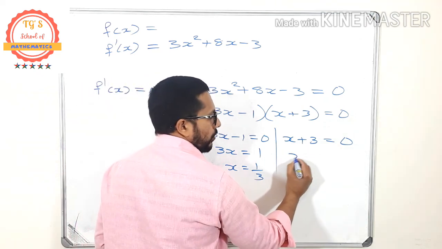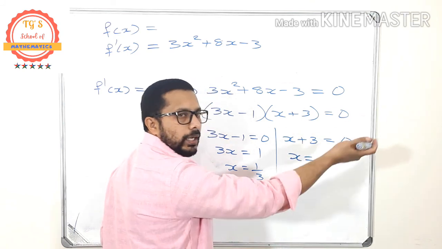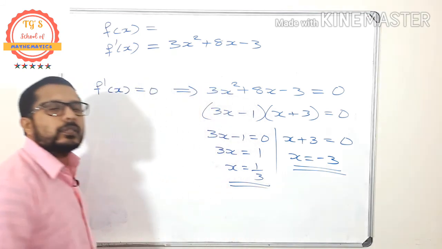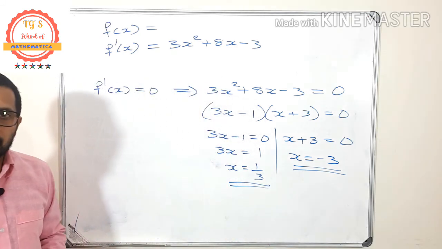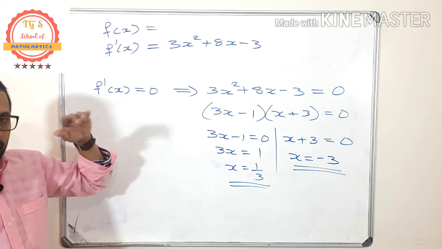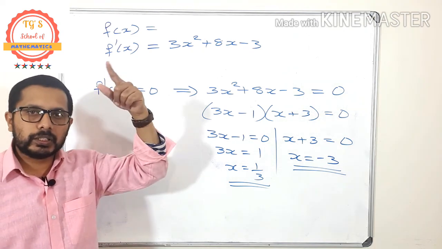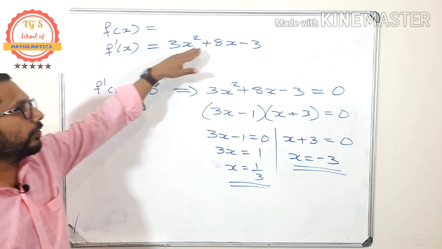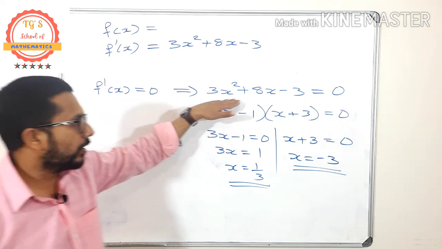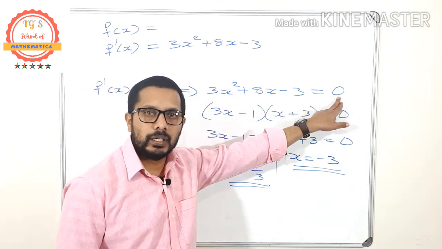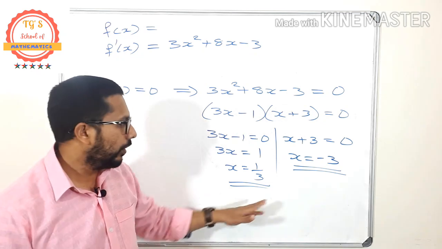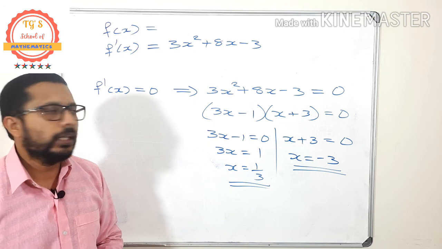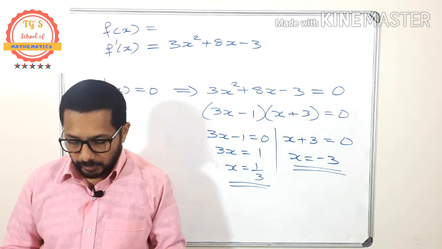x plus 3 is equal to 0. So what is x? Take this 3 to the other side, so it is minus 3. Now we got the x values of the stationary points. Listen once more. We studied that at stationary points the first derivative is equal to 0. In our question the first derivative is given. So we can say that at stationary points the first derivative is equal to 0. Then we factorize that one and we got the x values of the stationary points. So that is question number 9.1.